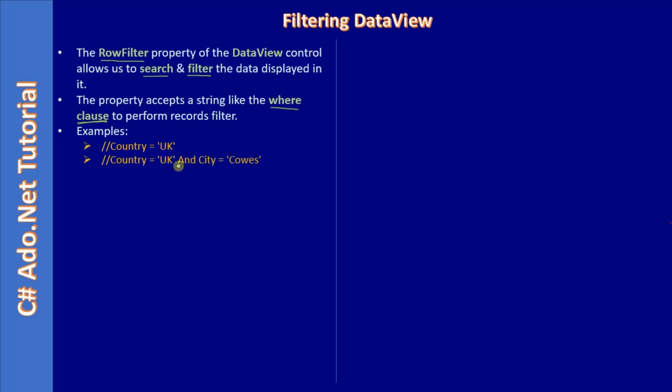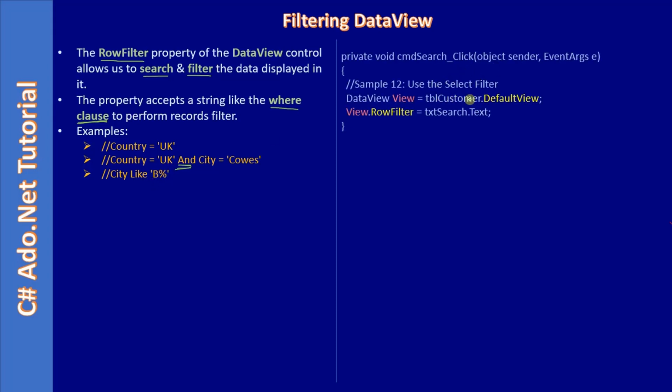So you can also use the AND condition just like how you use it in the where clause. Here, country equal to UK and city equal to COWES. You can use the percentage symbol and the LIKE operator, city like B%. That means get all the cities that start with B.